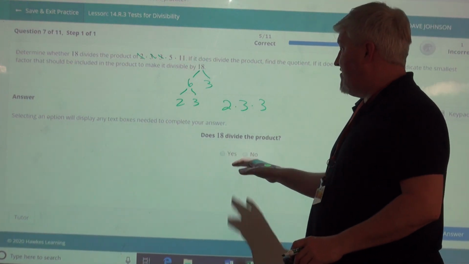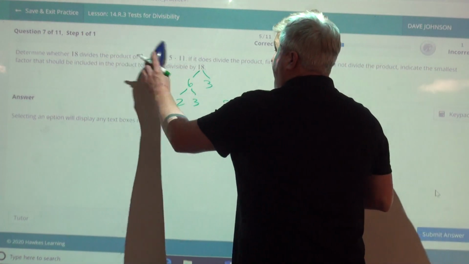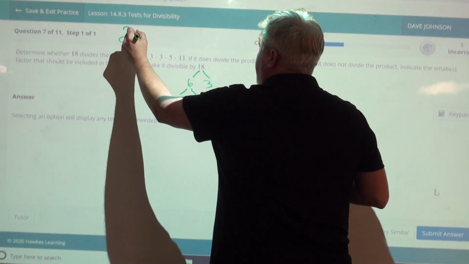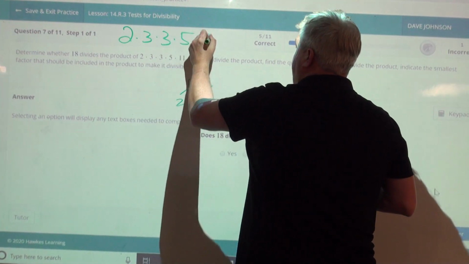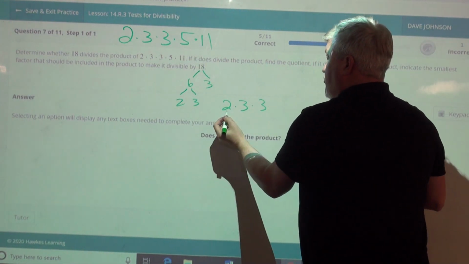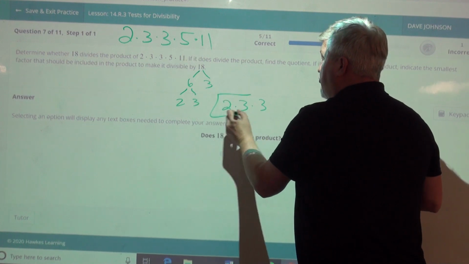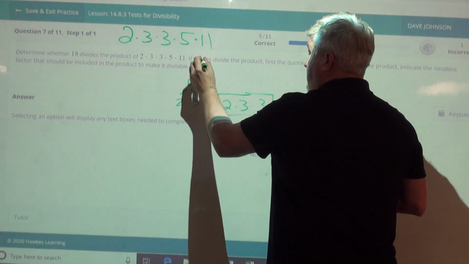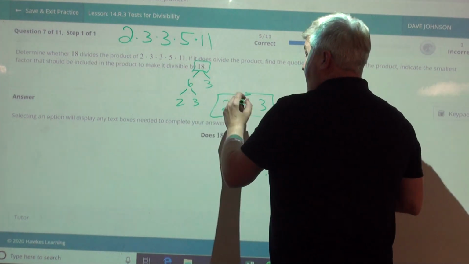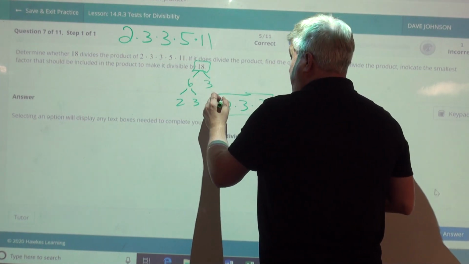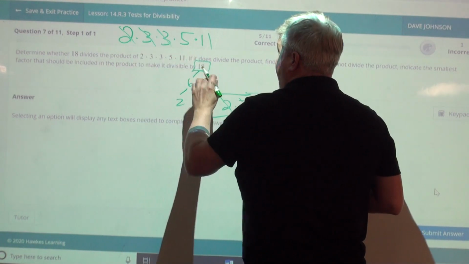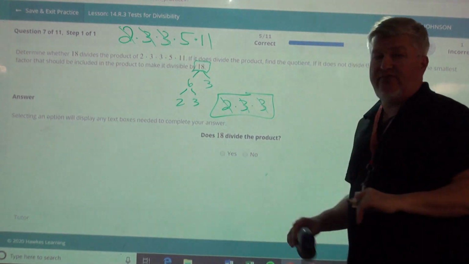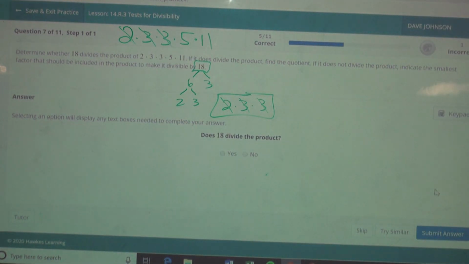It's then going to ask you, what does it give you? Well, notice what I just did. I went up here, I'm going to write these bigger. I have 2 times 3 times 3 times 5 times 11. And here I have 2 times 3 times 3, my factor tree of 18. So I cross out common factors. 2, 3, 3. I have 5 times 11 is 55. Okay, so that long number divided by 18 is 55.